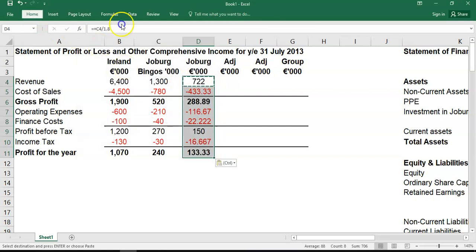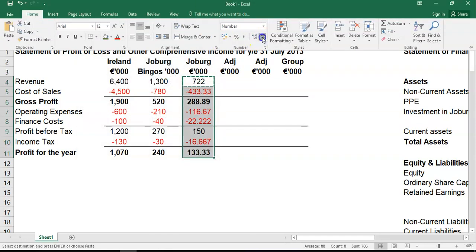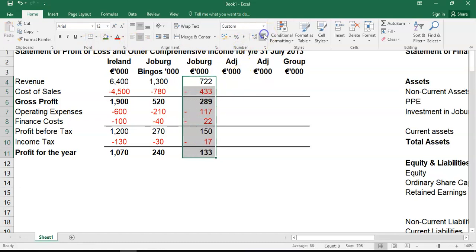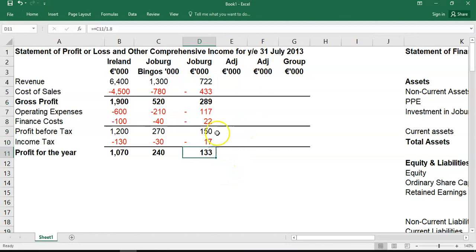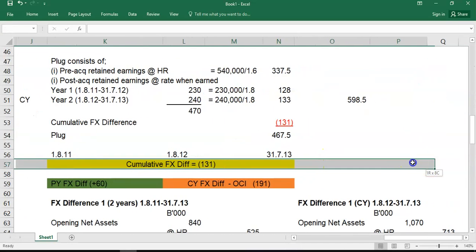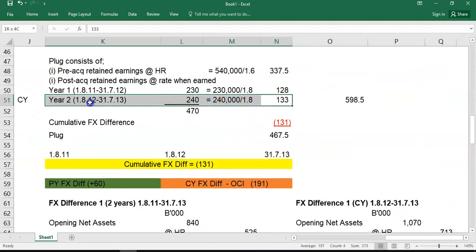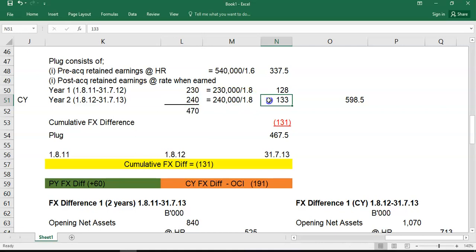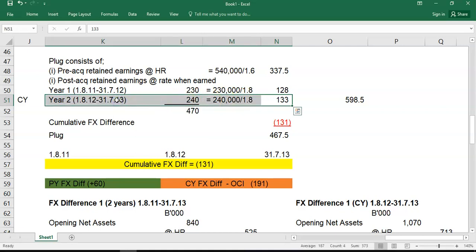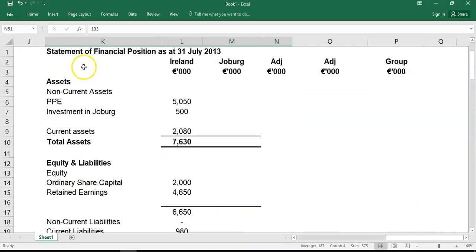So 133 for the year. Just tidy that up. So 133 is the profit for the year. And you will notice if you go down to your workings, we've said that already. There's the 133 for the current year, 240 divided by 1.8. So you will have a lot of things you can sense check your answers on.